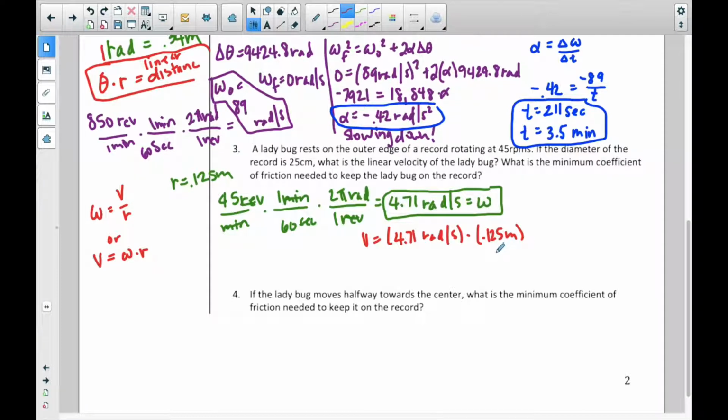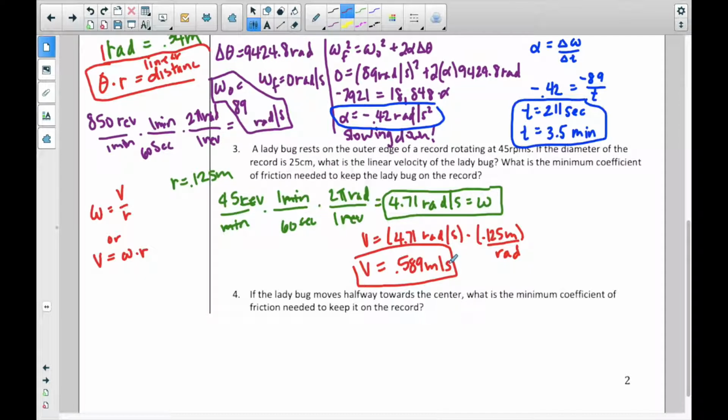And the reason that we can do that is because 0.125 is our radius, and a radius is like 1 radian. And so these radians can cancel, and we're left with meters per second. And so we go ahead and multiply that out on your calculator, and you should get 0.589 meters per second.